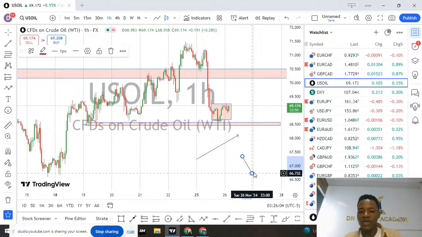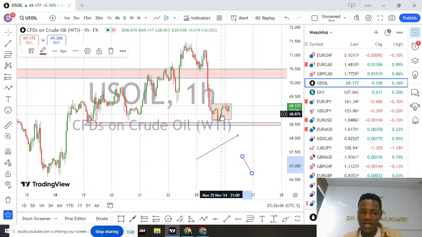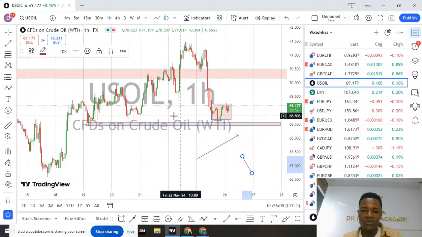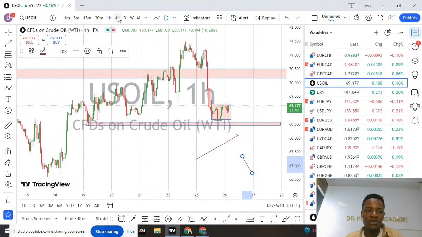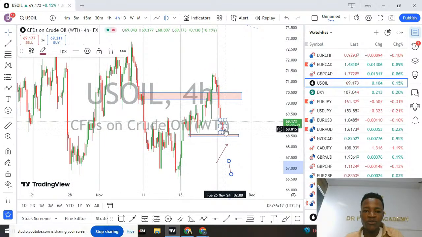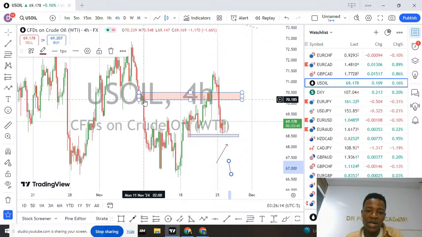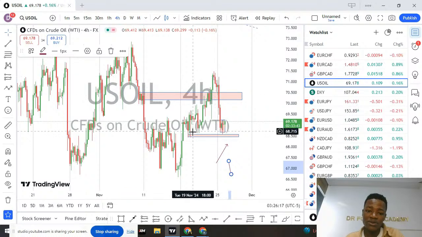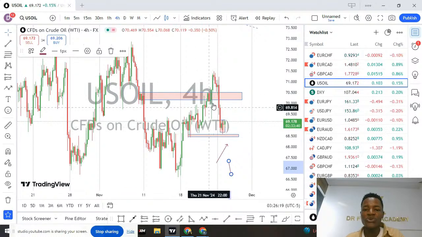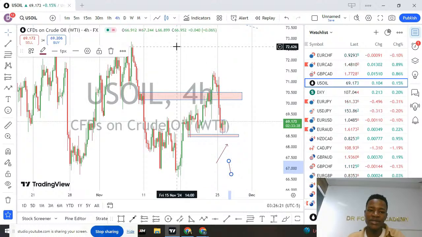So you know that on oil yesterday we were looking for buyers. The reason why we were looking for buyers is because the market had already closed above the order block. The market was holding above the order block, and I was looking for it to come back again to the lower side of the trend line, so we could continue buying and targeting these highs.